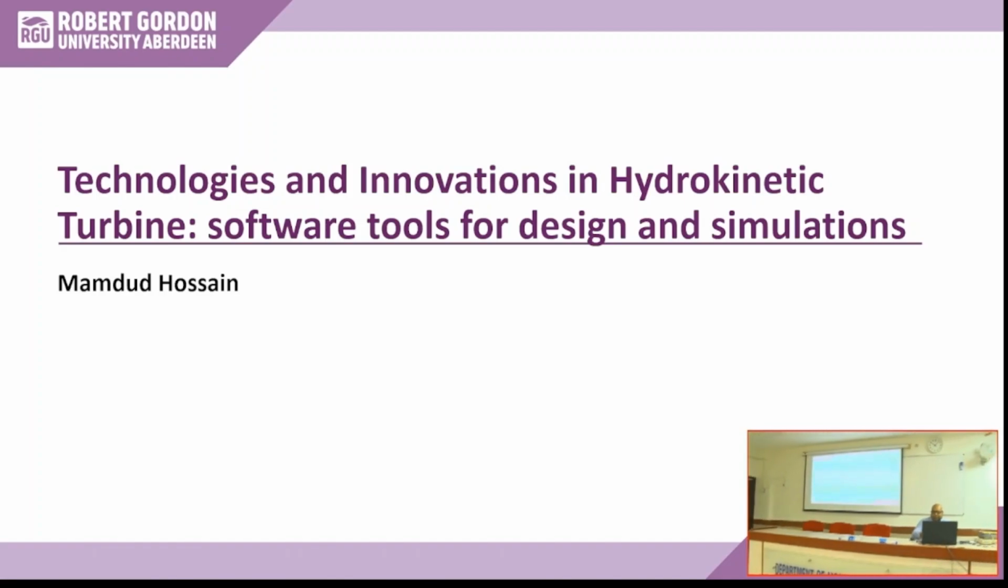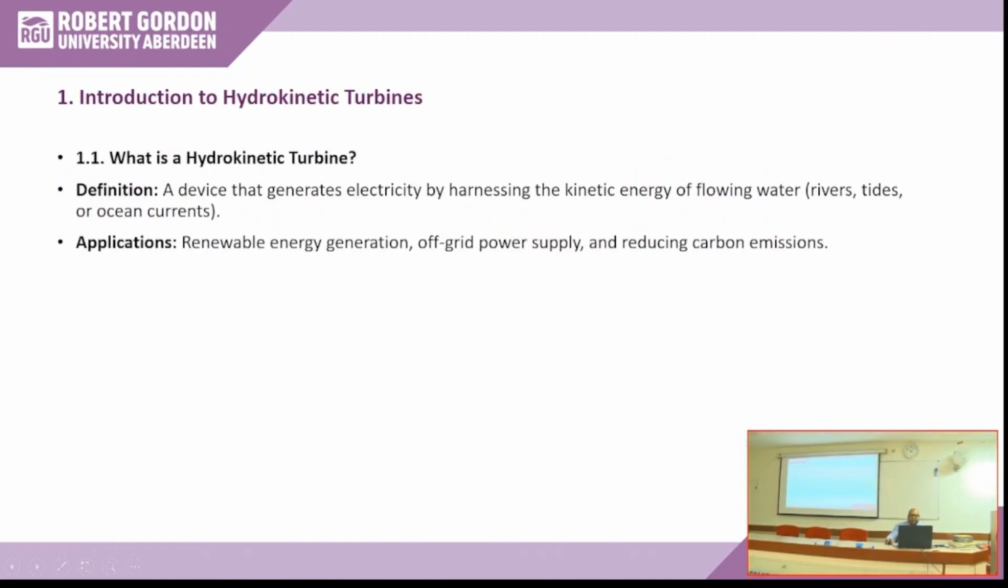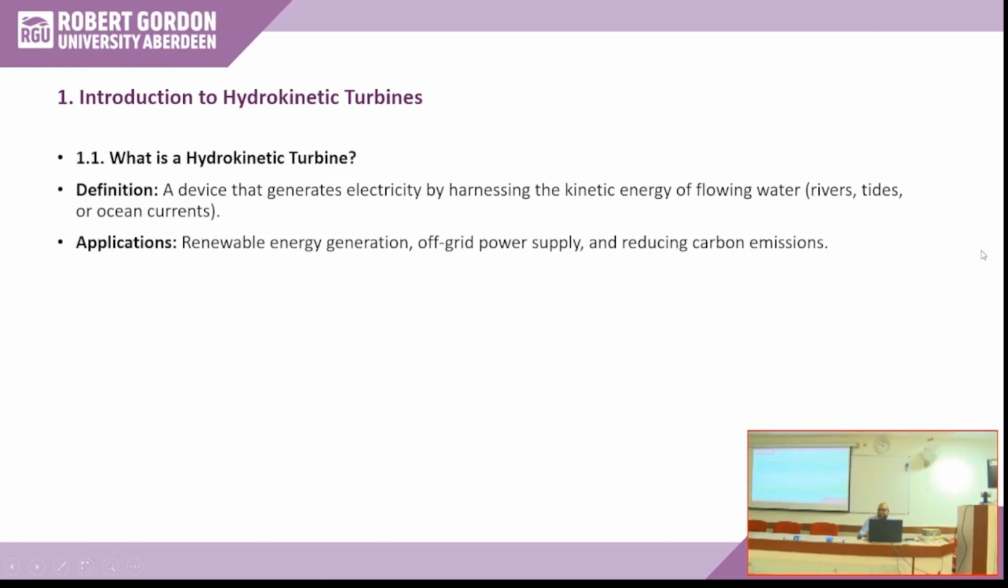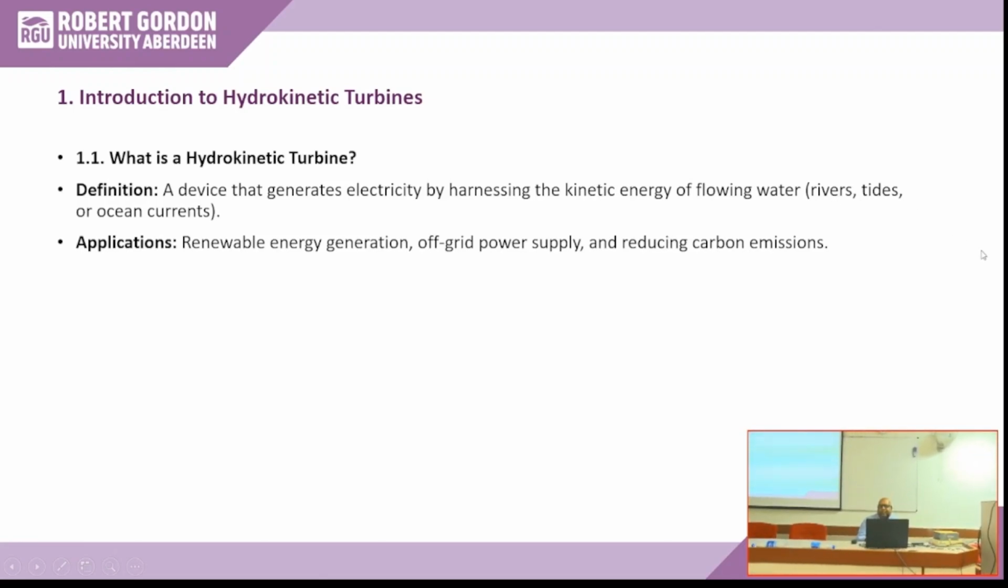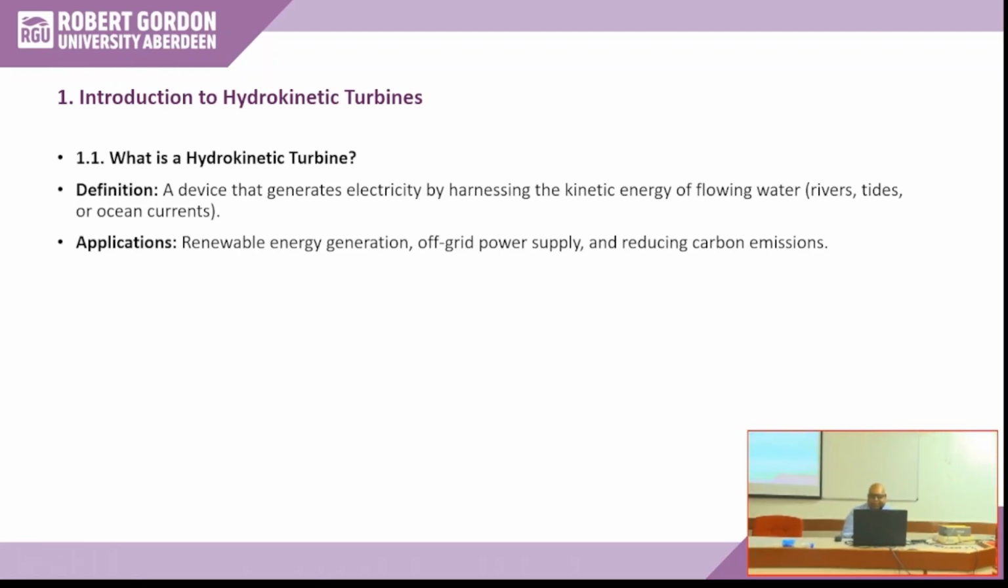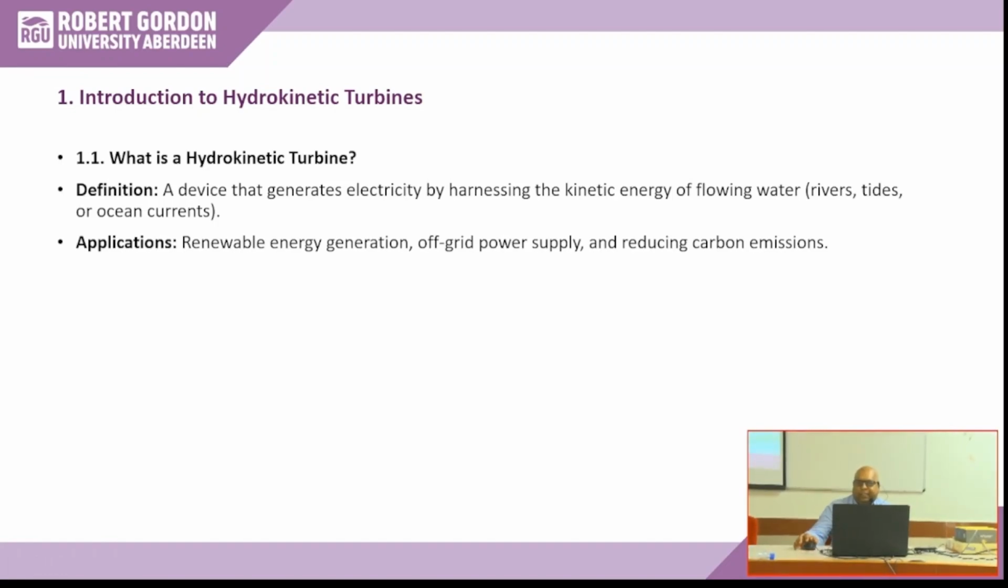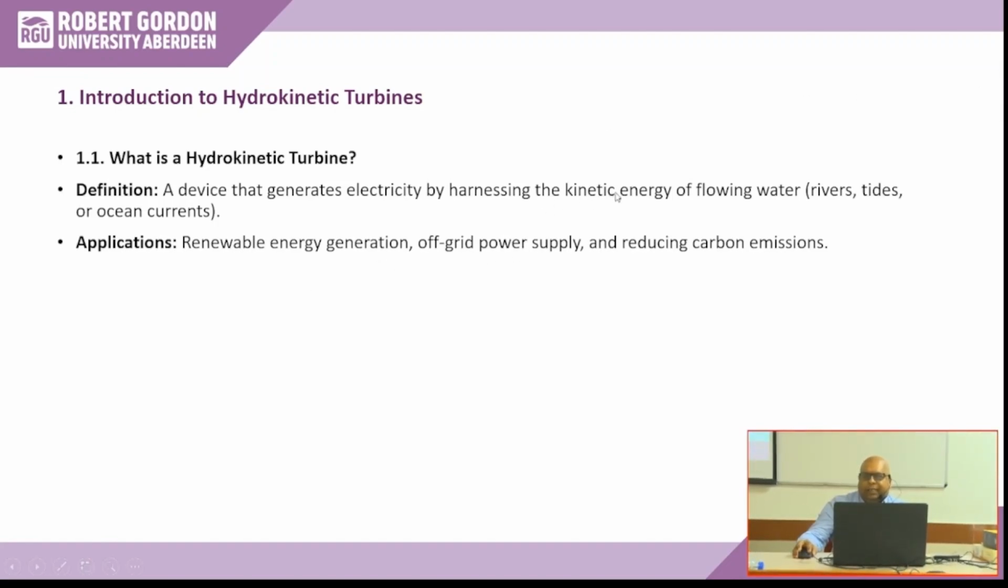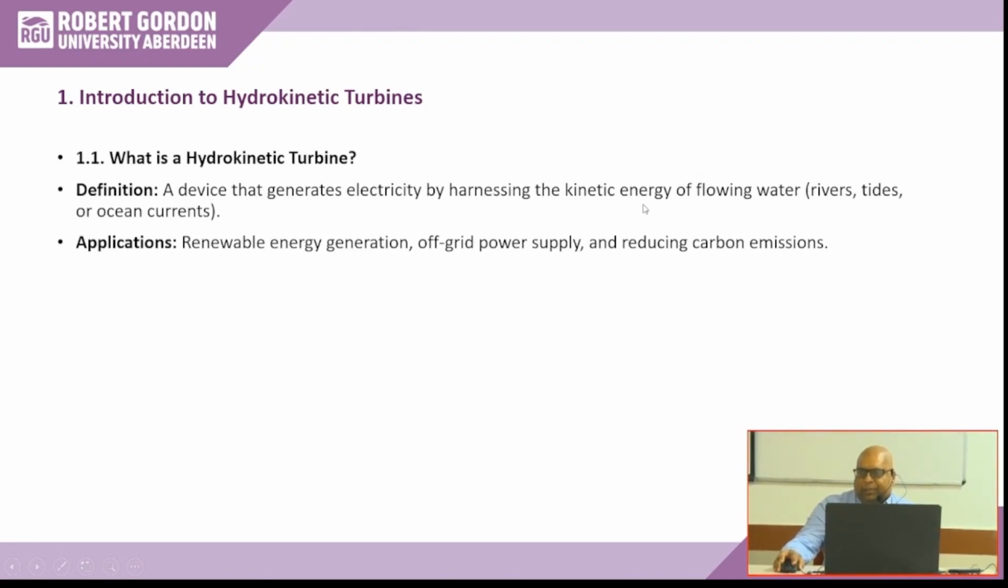First of all, going back to what is a hydrokinetic turbine, that's the definition that we need to remember. It is a device to generate electricity by harnessing kinetic energy of flowing water. So that's the important thing. We are looking at extracting kinetic energy of flowing water, and that can be river, tides, or ocean current.